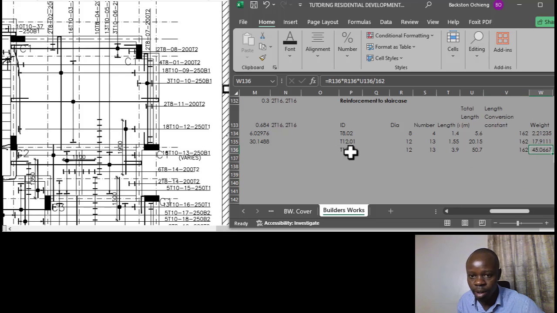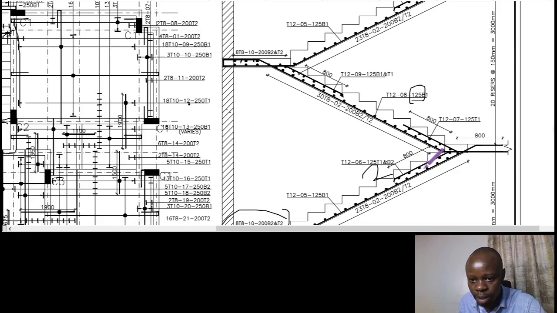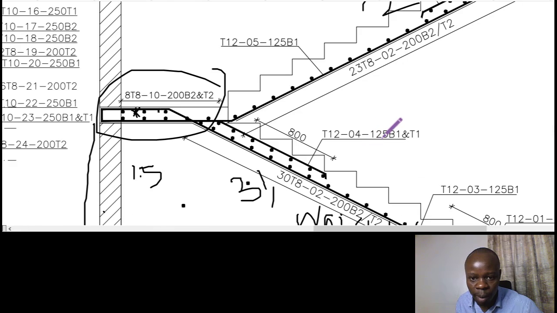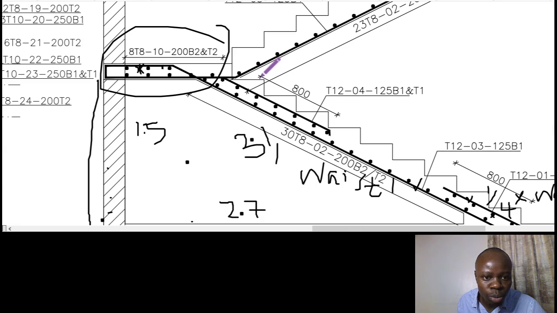Then we move on to bar mark number 4. Bar mark number 3 is done. When you look at bar mark number 4, it's also at T1 and B1. The T1 is the one that you can see here, but that bar also has to be a bottom 1 somewhere, so it means it's going to be bending somewhere.